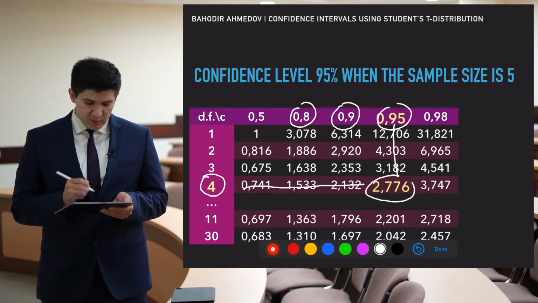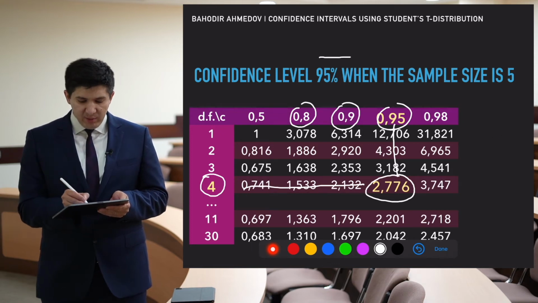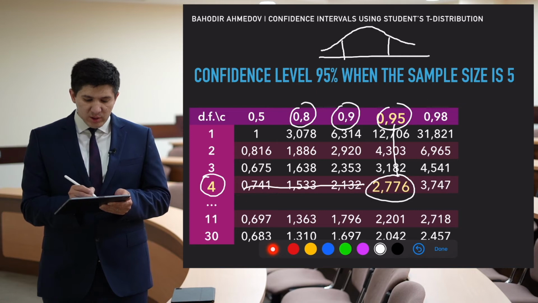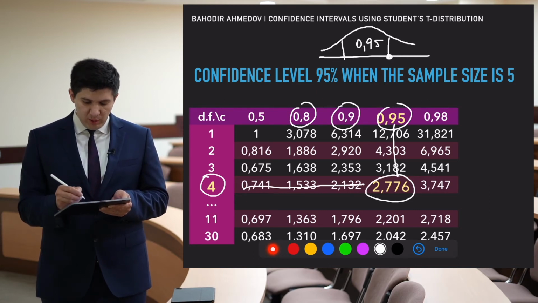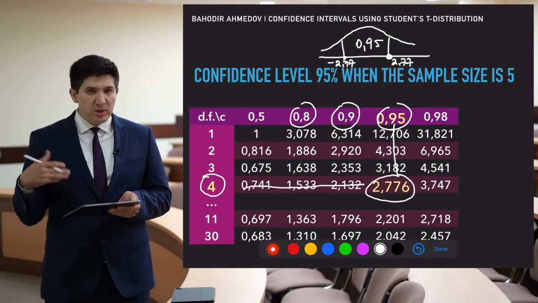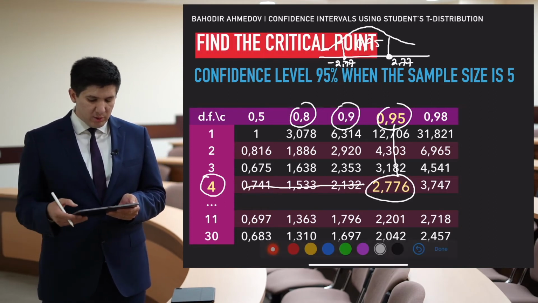It is going to be your critical point. Well, what does it mean? It means that if you would have this curve, the t curve, right? So if you would choose this area to be equal to 0.95, then this point here would be equal to 2.77. And this point would be equal to minus 2.77. So this is how you find the critical points using the t-table.